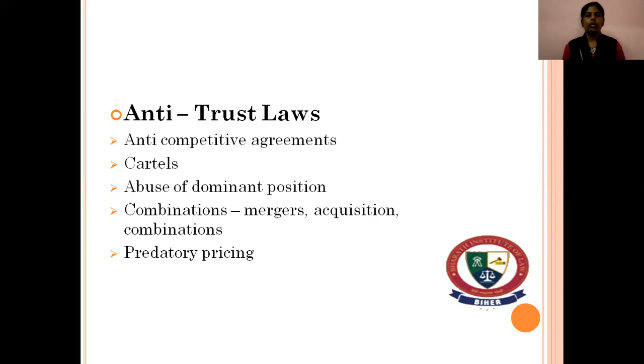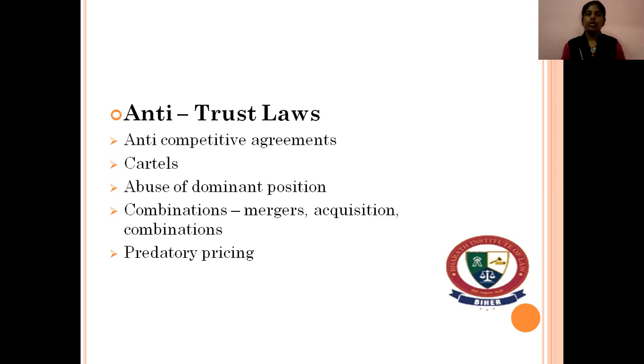For example, the price of the product will be gradually increasing and the quality of the product will be gradually decreasing. So this is what the effect would be, and it would also be affecting the customers. So these sorts of agreements have to be eliminated, and the same is cartel.